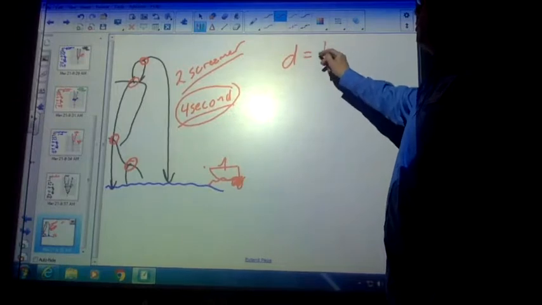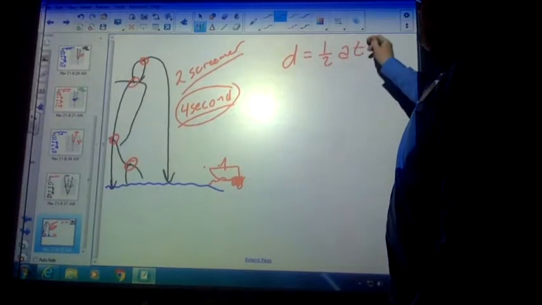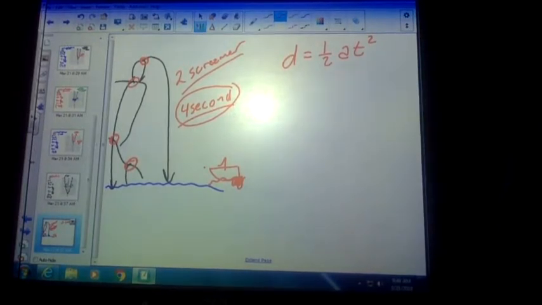So, distance equals 1/2 AT squared. Okay, so why this becomes a parabola or a quadratic function is because you have a value that's squared.